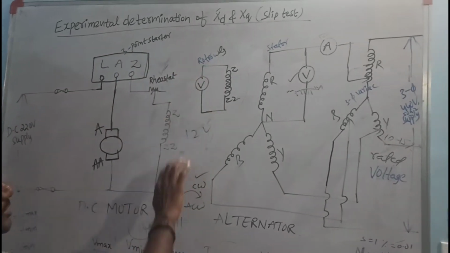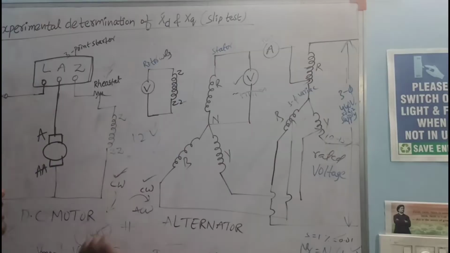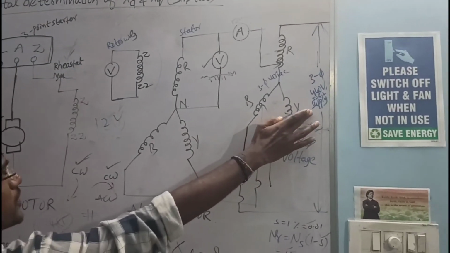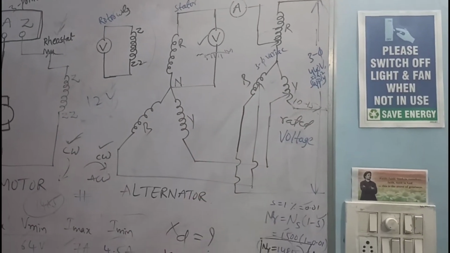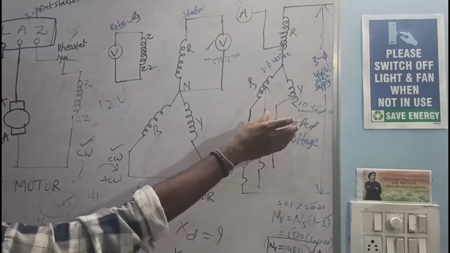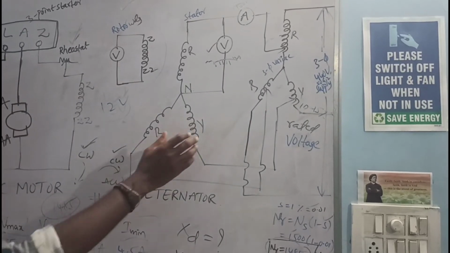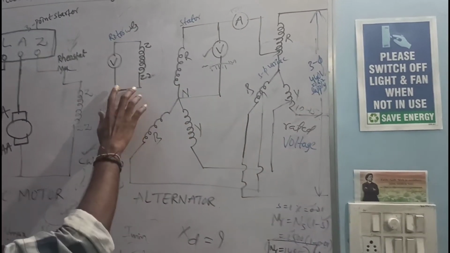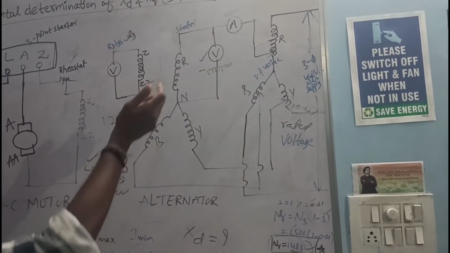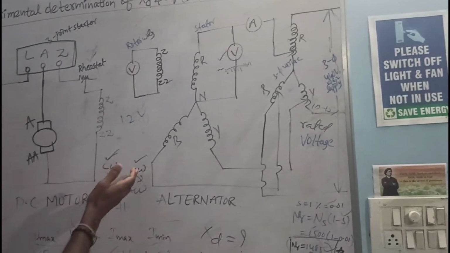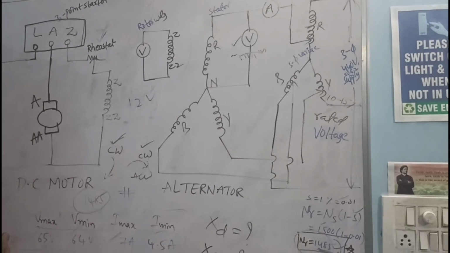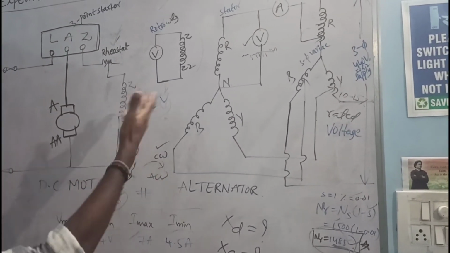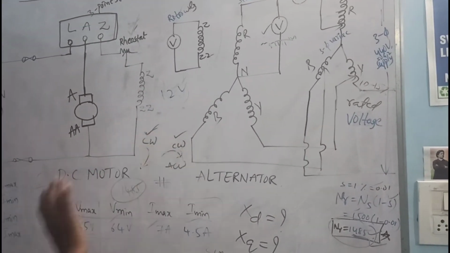Then come to this alternator. By using this 3-phase voltage, just apply some small voltage. Observe the rotation of this alternator, clockwise or anti-clockwise. This one is also clockwise. No problem, both are in the same direction, so you can easily perform the experiment.